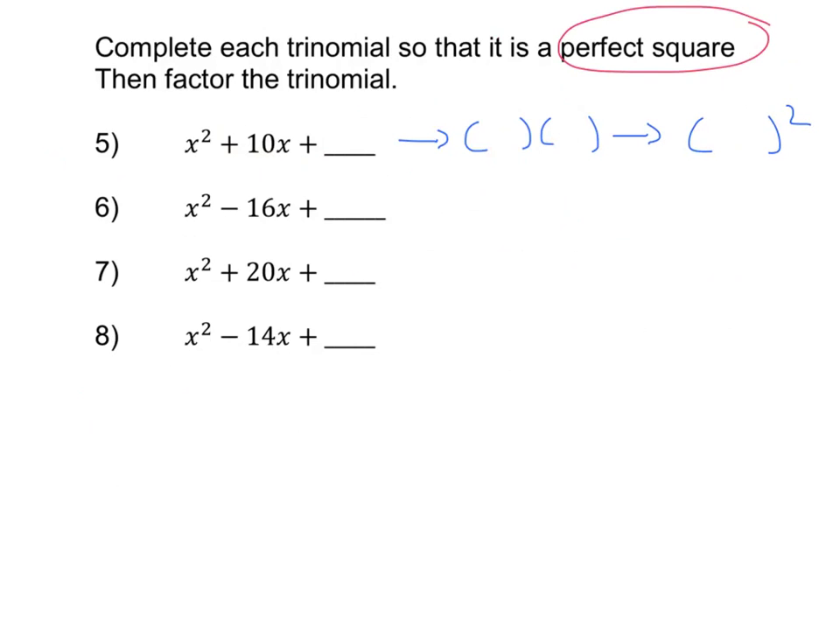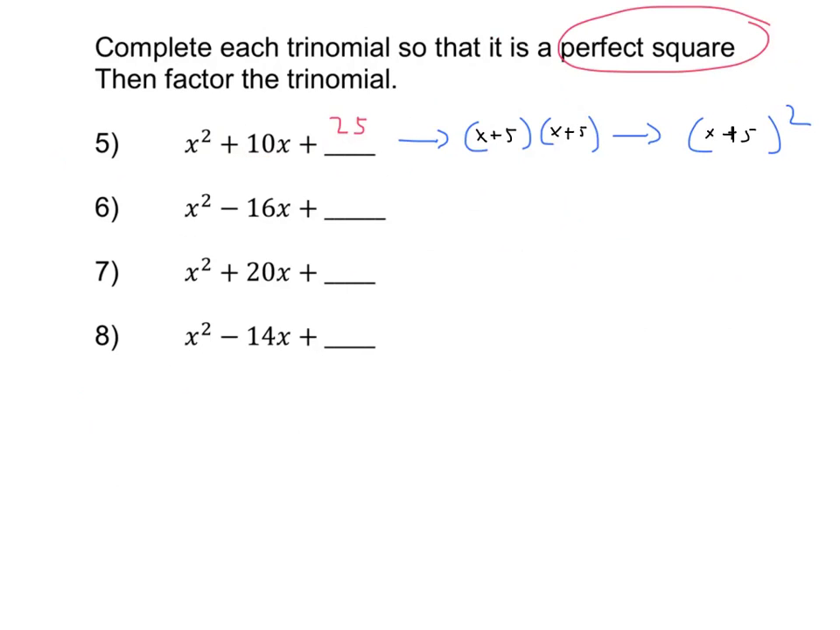Well, the answer is that this number should be 25. It follows the same pattern as we had on the previous page. Think about it: 10 divided by 2 is 5, and if we square that, we get 25. So this would be, if you were to do your magic, x plus 5 times x plus 5, or in other words, x plus 5 squared.